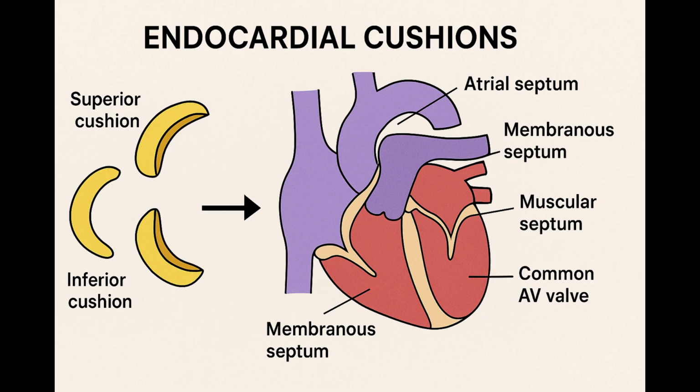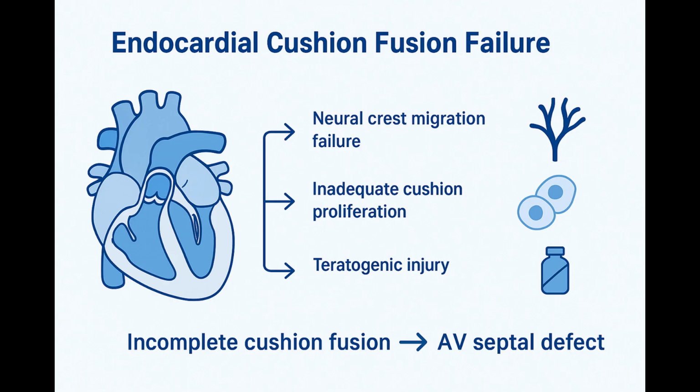Their main job is building the atrioventricular valves, so the mitral and tricuspid valves. The doors between the chambers. Right. And also the central part of the septa, the walls, specifically the atrial septum primum and that really critical membranous part of the ventricular septum. So what happens if they fail to fuse? Well, if the superior and inferior cushions fail to fuse properly in the midline, that's when you get endocardial cushion defects, or ECD, sometimes also called AV canal defects.